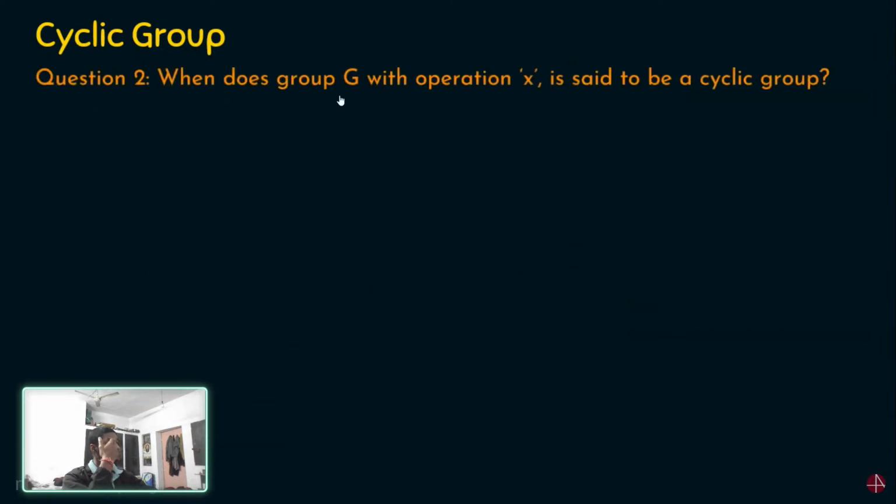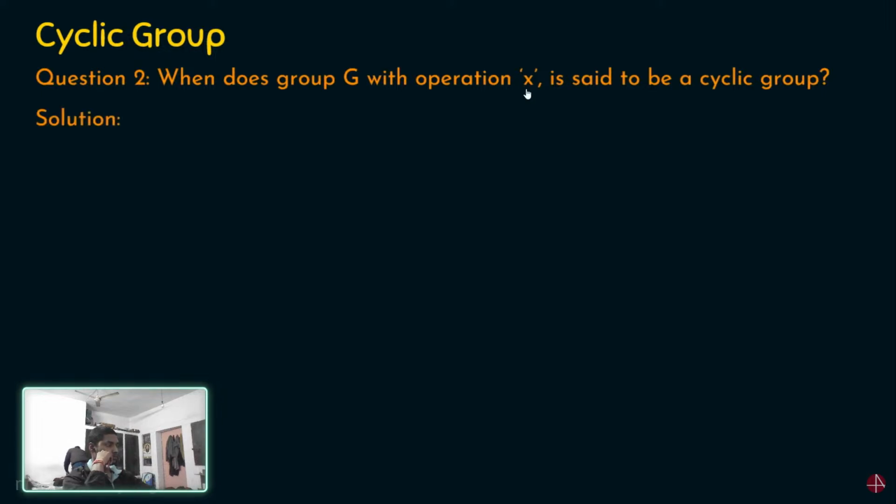The question is, when is the group G with the operation star said to be a cyclic group? It's similar to the previous question, whereas in the previous question we were given the values 1, omega and omega square as the elements of the group. But here there are no values specified. They have simply asked when G with the operation star, or multiplication, is said to be a cyclic group. This is like a definition. Let's see the solution for this.